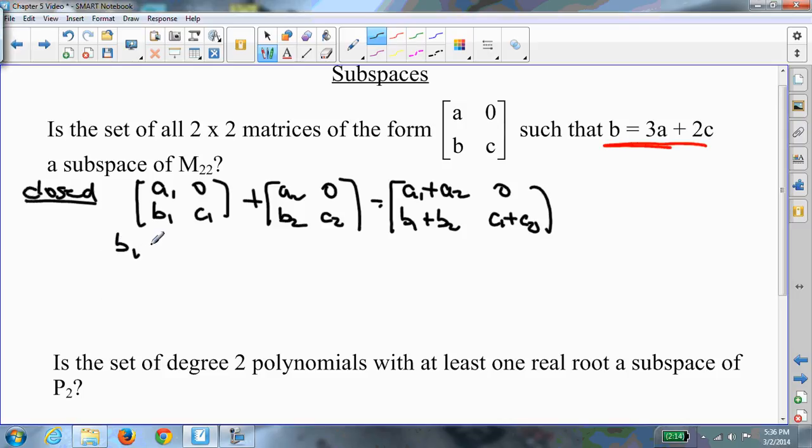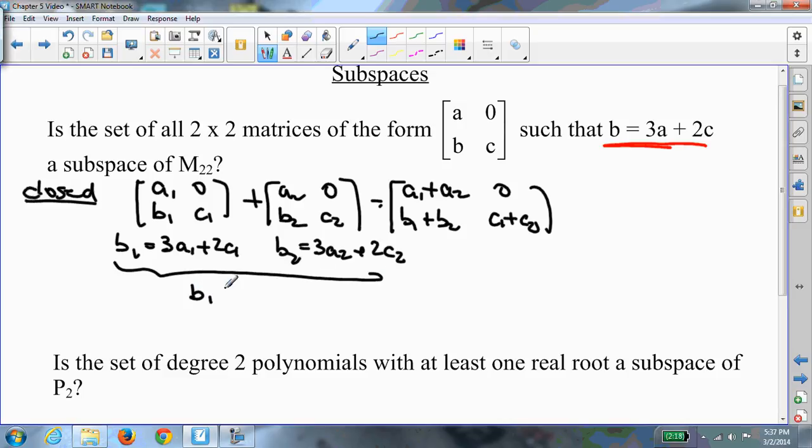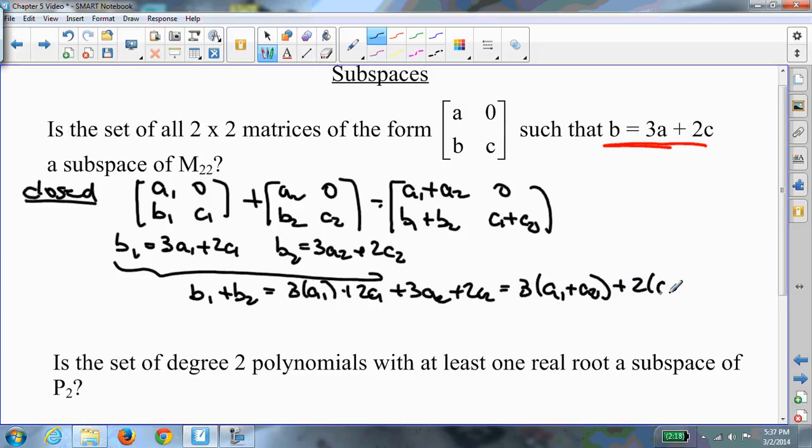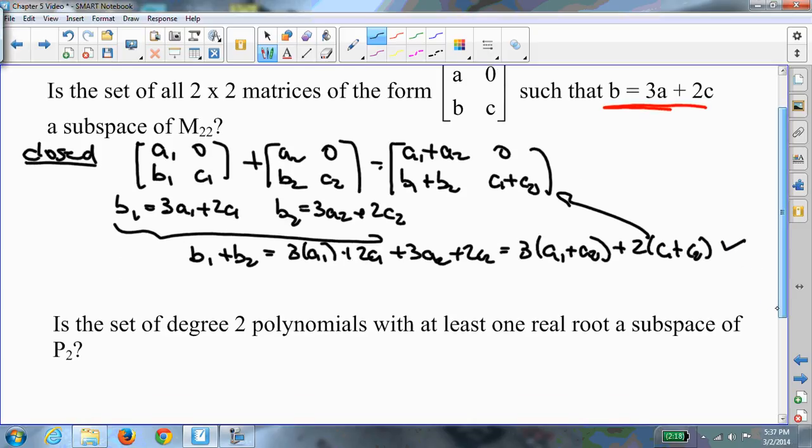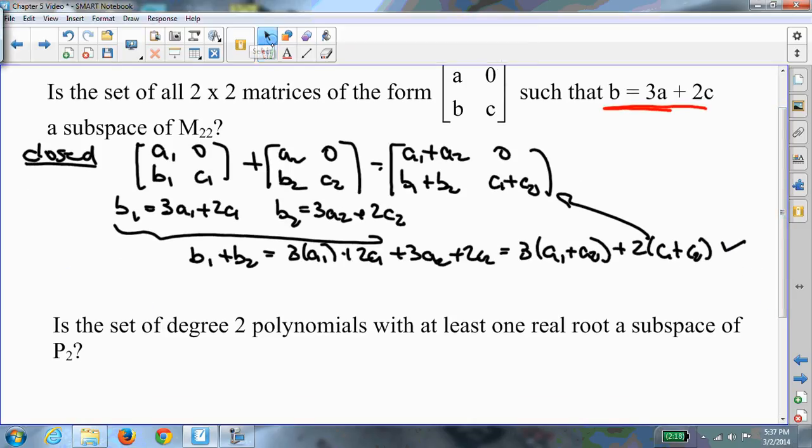So I know that b1 equals 3a1 plus 2c1. I know that b2 equals 3a2 plus 2c2. So if I add these together, I get b1 plus b2 equals 3 times a1 plus 2c1 plus 3a2 plus 2c2, which is equal to 3 times the quantity a1 plus a2 plus 2 times the quantity c1 plus c2, which is exactly what I need for the sum part. So, closed under addition. Now, I need to check if it's closed under scalar multiplication.